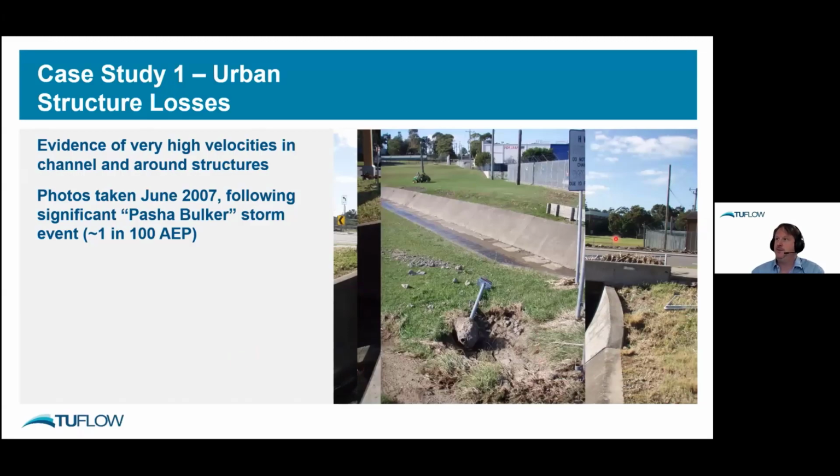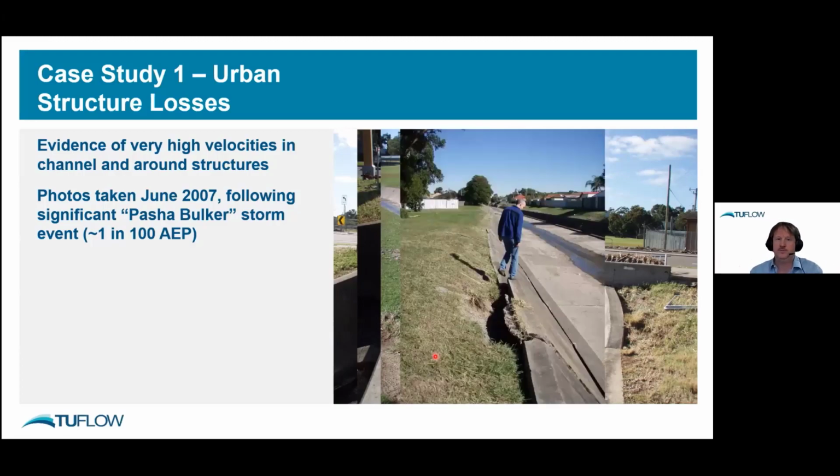This is at the downstream of a crossing, and we can see huge velocities, lots of scour, and we can actually see that the direction is now inwards. It's washing things back into the channel. Velocity is so high that some of these big concrete sections have actually lifted and shifted.